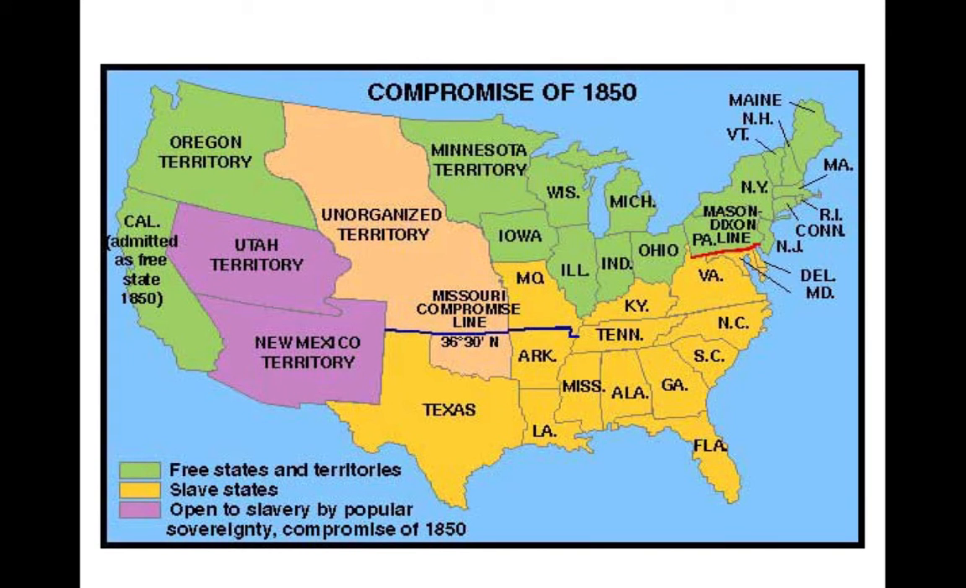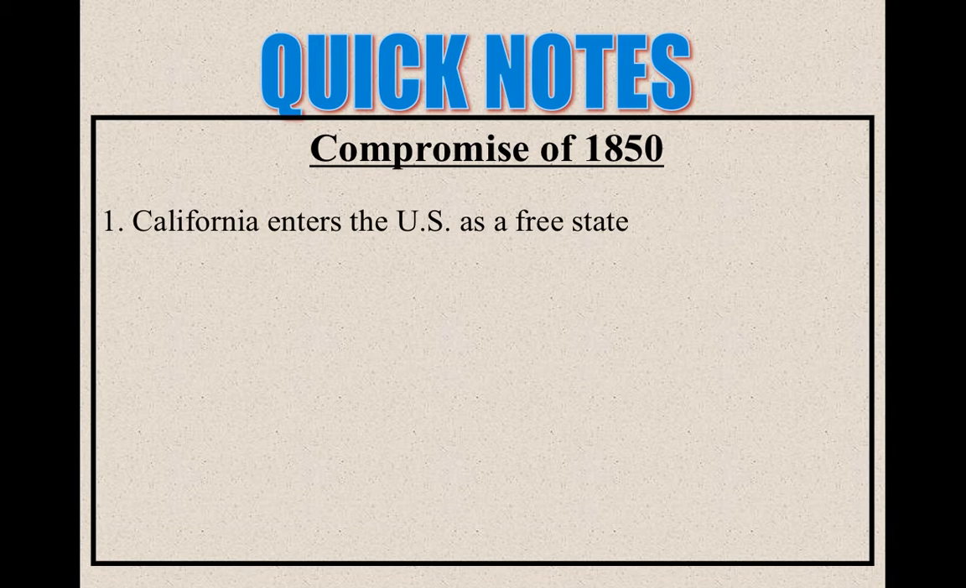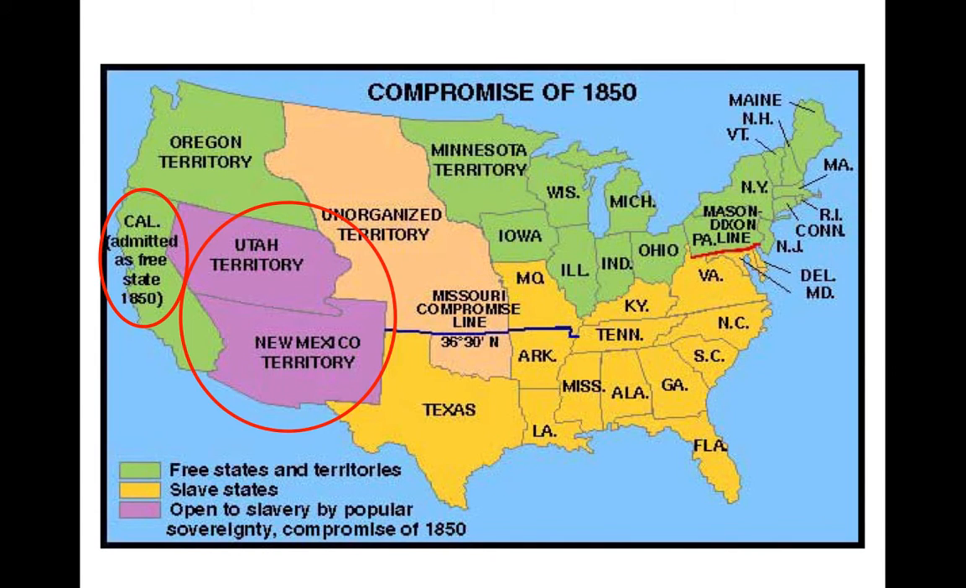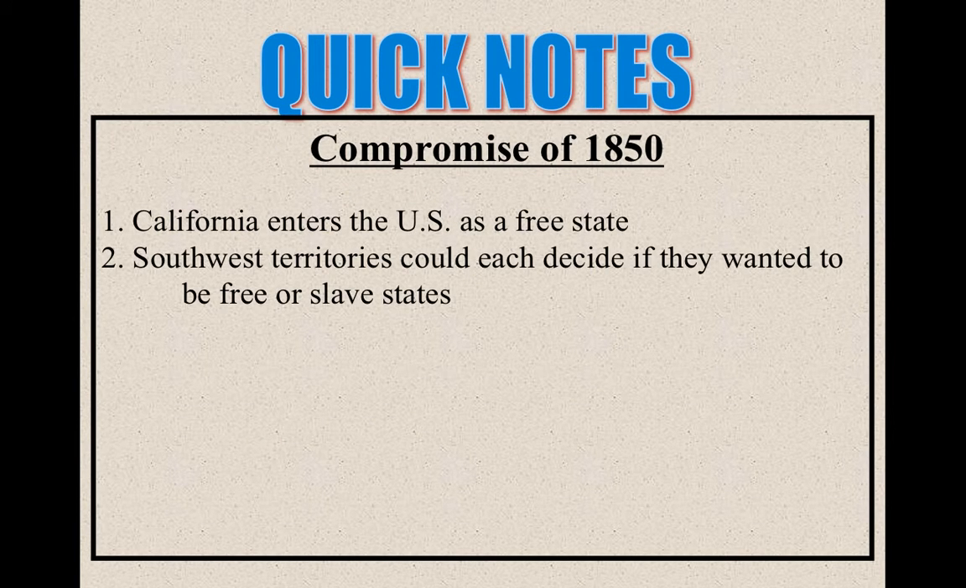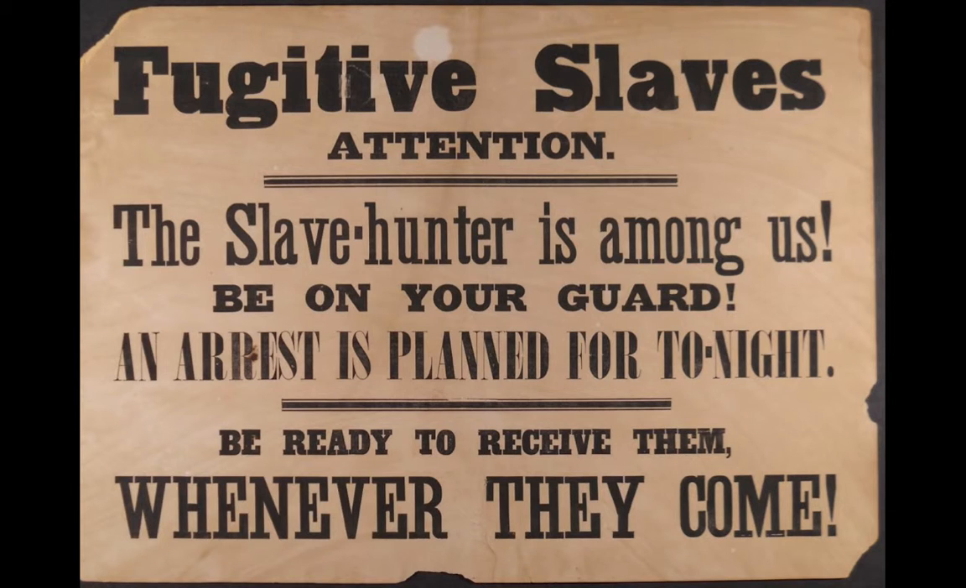So the Compromise of 1850 does 5 things. The first thing it does is California is admitted as a free state. All right, so California enters the United States as a free state. The next thing it does is it takes Utah and New Mexico Territory, the 2 territories in the Southwest, and it says that they will allow popular sovereignty. They will allow the people of those states to decide if they want to be free or slave states. So they use popular sovereignty there in the Southwest.